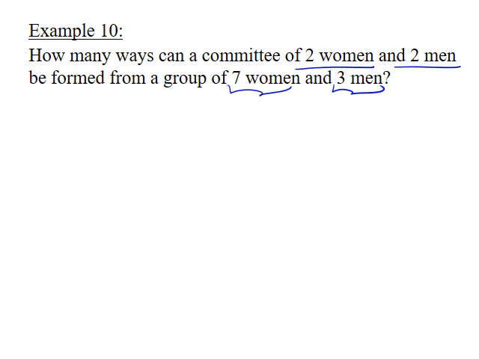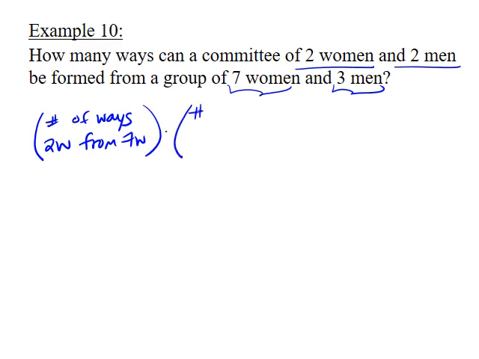And it's kind of like the fundamental counting principle, where we want to take the number of ways 2 women can be chosen times the number of ways 2 men can be chosen. So we'll have the number of ways 2 women from 7 women can be chosen times the number of ways 2 men can be chosen from 3 men.